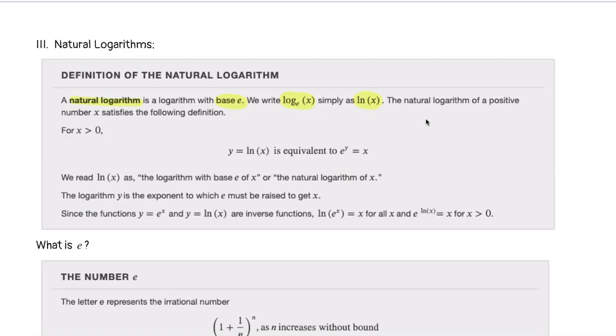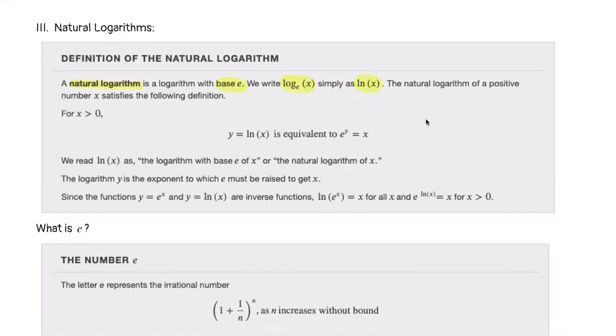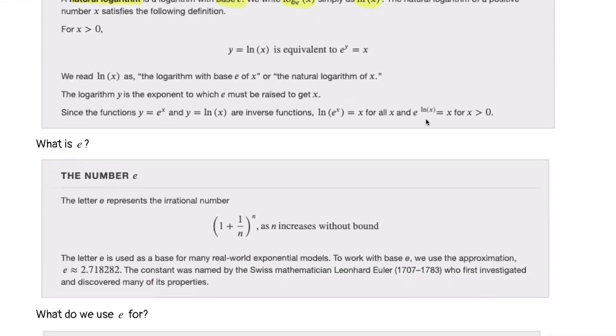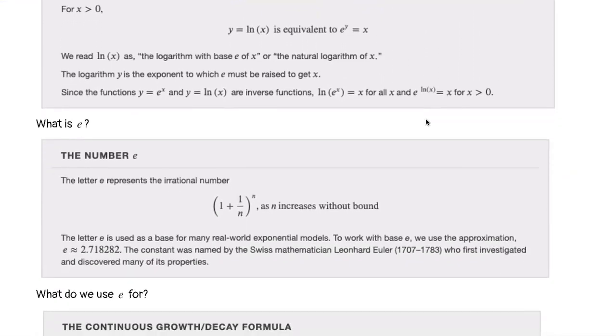ln x. Whenever you see the ln button on your calculator, that is a log with base e. So what is e? It kind of looks like a variable, but it's not.